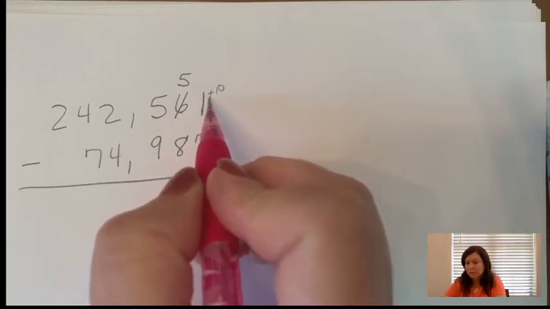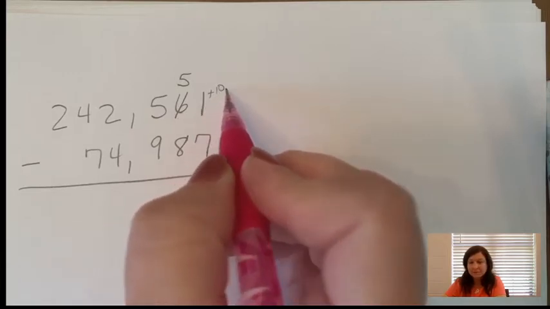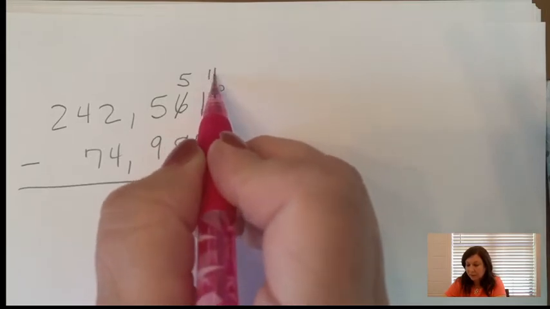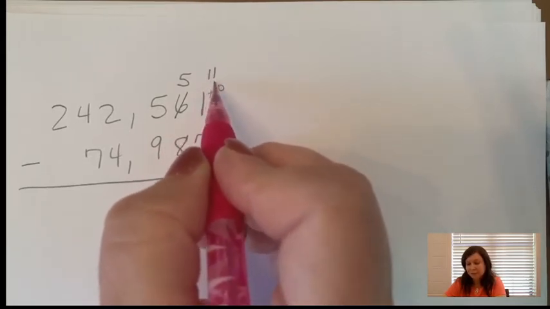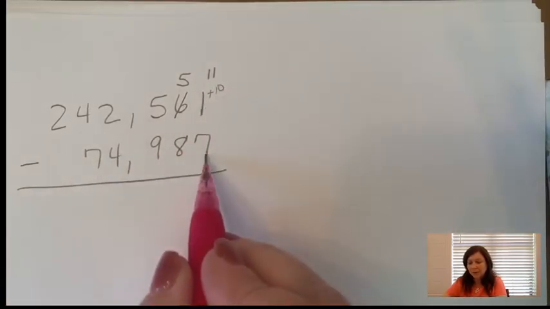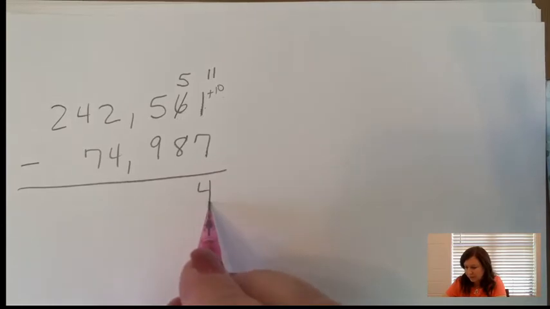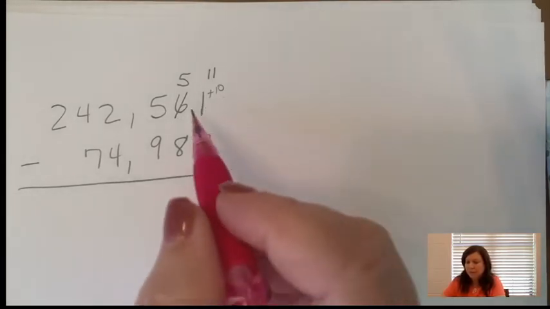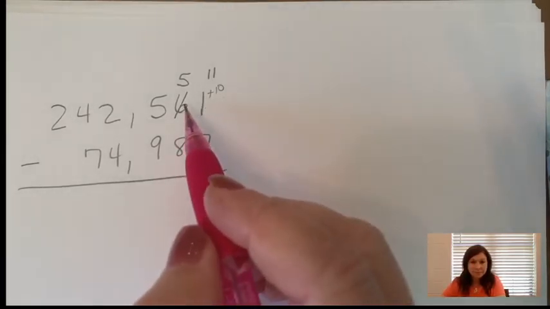So what is 1 plus 10? 11. So now we have 11 ones in the top number minus 7 ones in the bottom number. Can we do that? Yes, and that would equal 4. That's correct. Okay, so now let's go to our tens column.